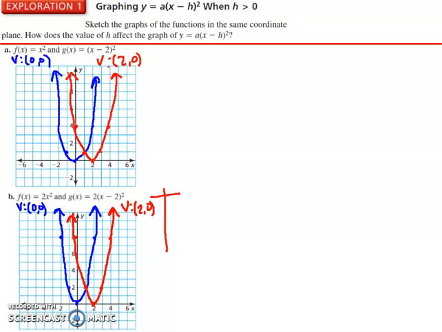It got moved 2 units to the right. So this minus 2 caused that to happen. And same thing here. The only difference between these two is that with the x, I have a minus 2, which caused my graph to just slide over 2 units to the right. So my vertex is now at 2, 0 instead of 0, 0.